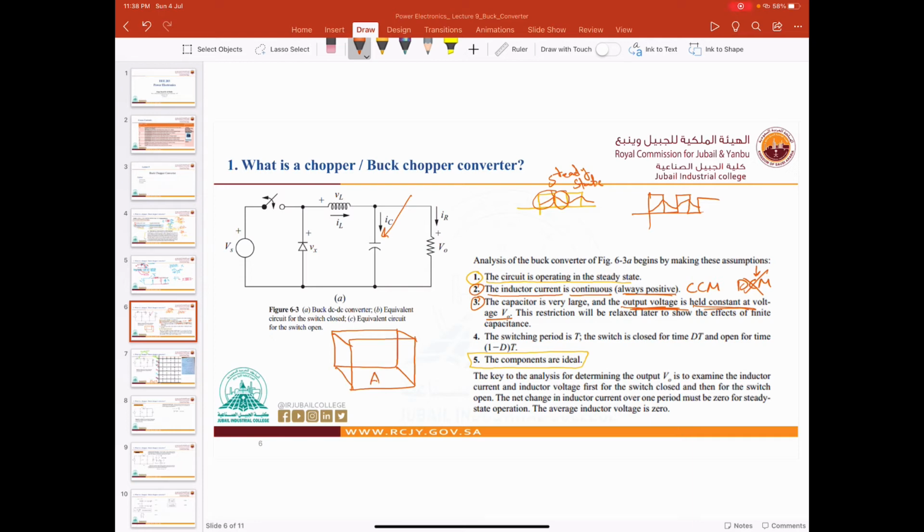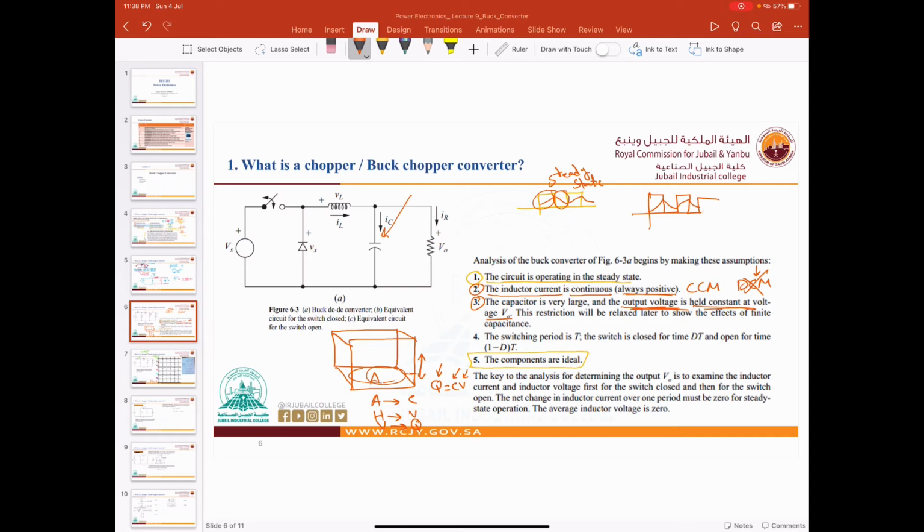Now the area here is like the capacitor. The height, let me call it H, is like the voltage. Now the volume should be Q. We know that the capacitor has a formula of Q equal to CV. So Q is the charge inside the capacitor, this is the capacitance, and this is the voltage.